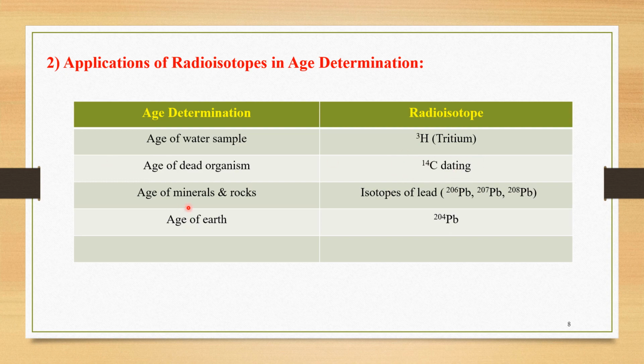If we want to find the age of minerals and rocks, isotopes of lead may be used: lead with mass number 206, lead with mass number 207 and lead with mass number 208. And if we want to find the age of the earth, we again use an isotope of lead, but with mass number 204. So these are the different radioisotopes and their respective applications in terms of age determination.